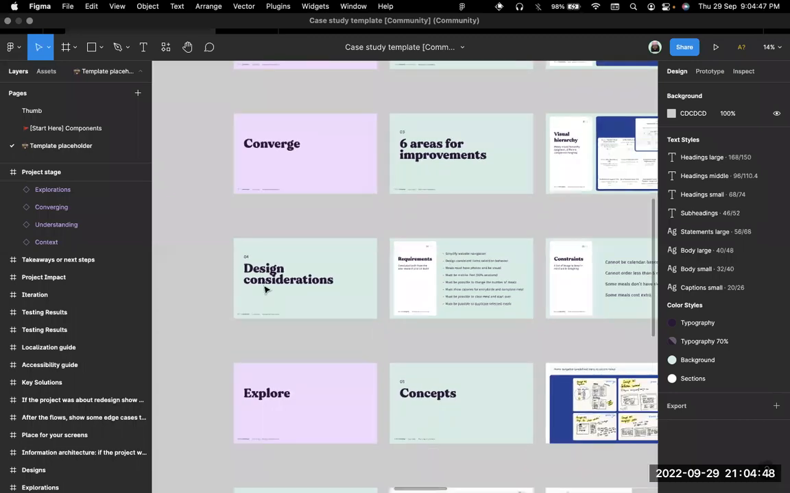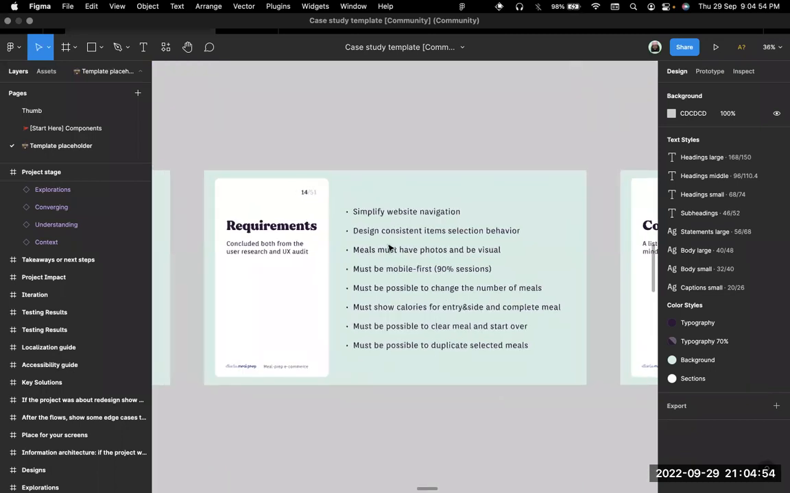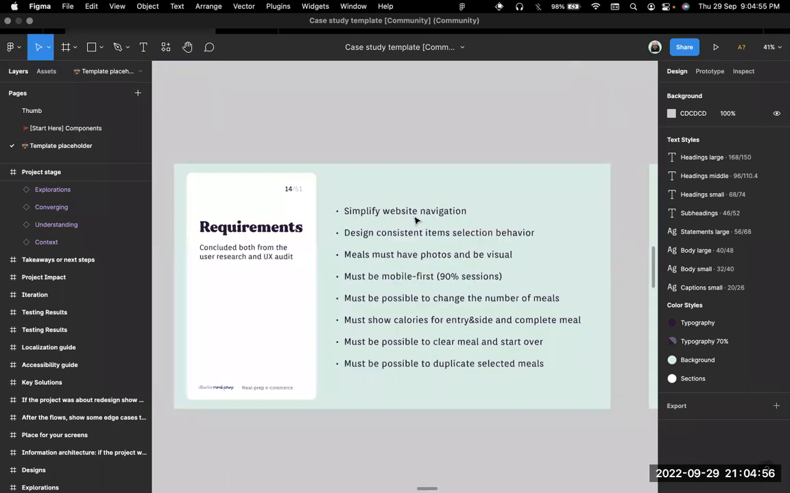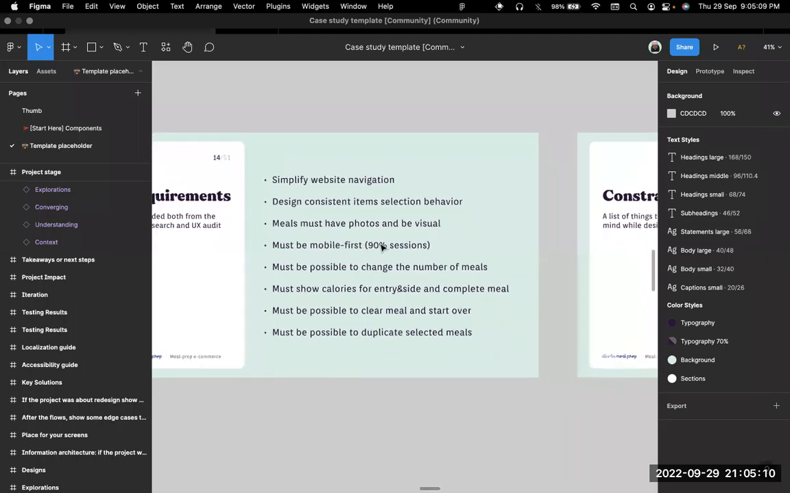improvement. And then we got down to the design consideration where we take a look at some of the things we're trying to do, like we're trying to simplify the website navigation. We're trying to design consistent item selection behavior. The mail must have photos and be visual. I think that is very important, of course. And it has to be mobile first, even 100%, right? It has to be mobile first.